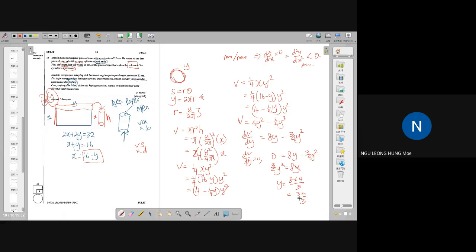Boleh faham ke tidak setakat ini untuk Viviana? Boleh faham? Kalau faham, okay. So kita substitute ini masuk ke sini. 16 minus 32 over 3. So you get the tinggi inilah. Alright? Macam itu saja. Ini dia banyak sana sini lah. Tapi konsep dia macam itu saja. Okay, any more question?